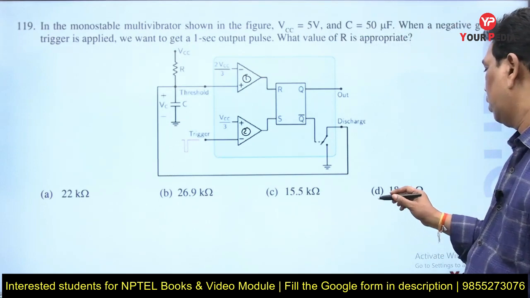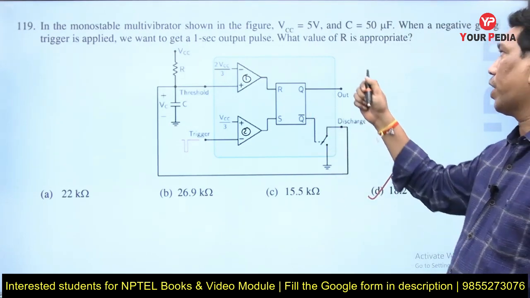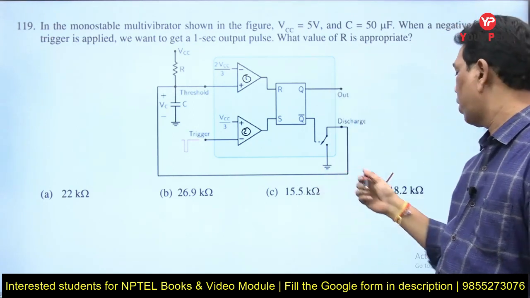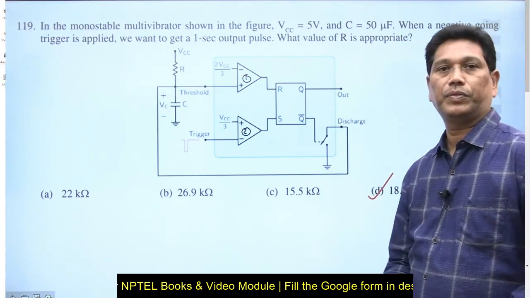So what is the corresponding answer for this one? It is D. To get an output pulse width of 1 second, the value of R you require is D, 18.2 kilo ohms. Understood now?